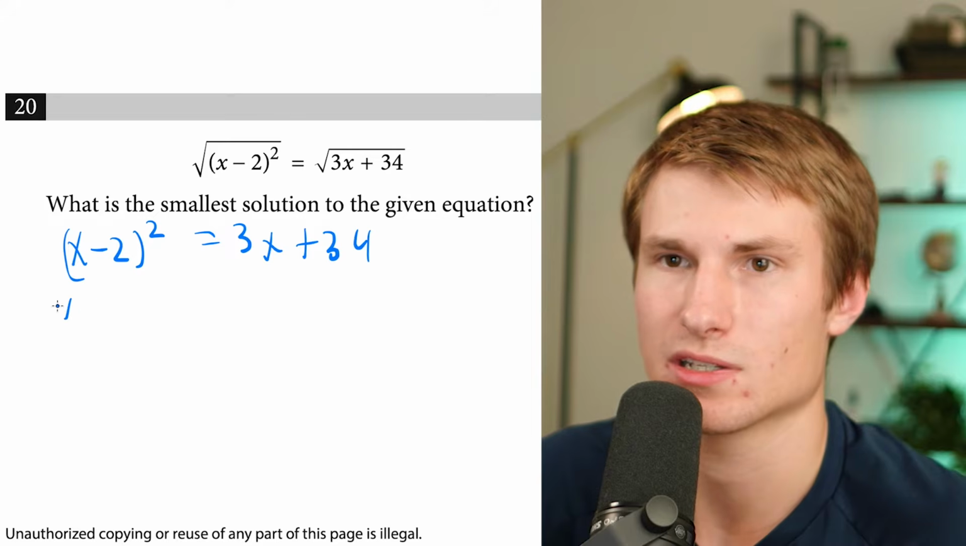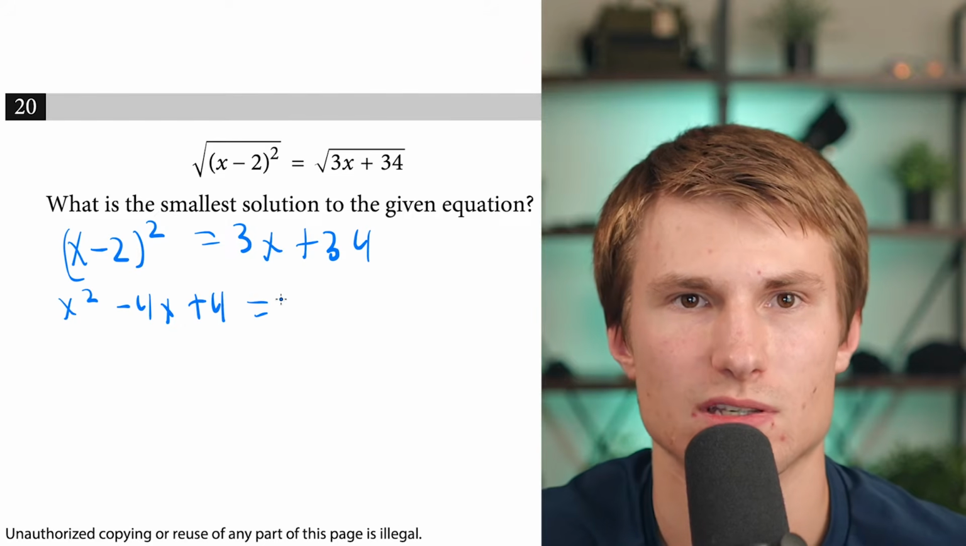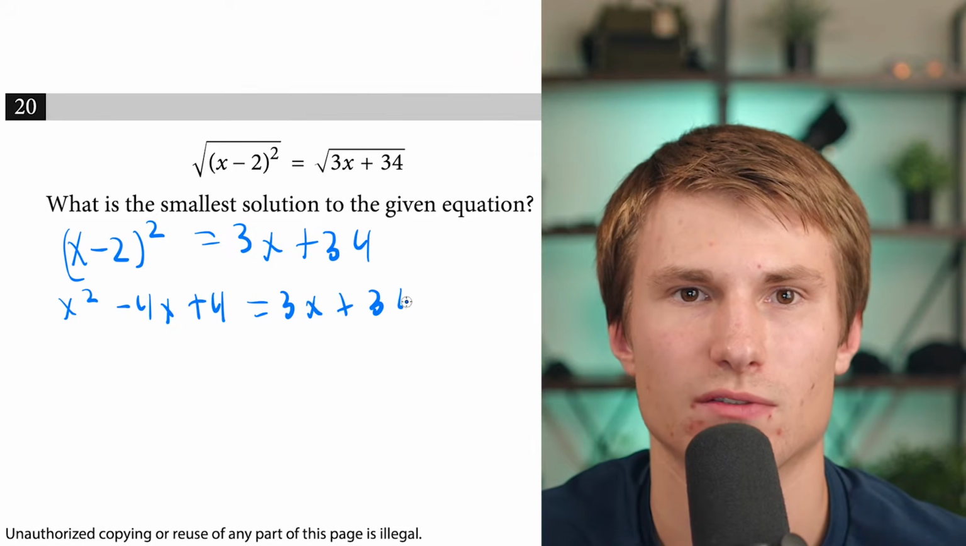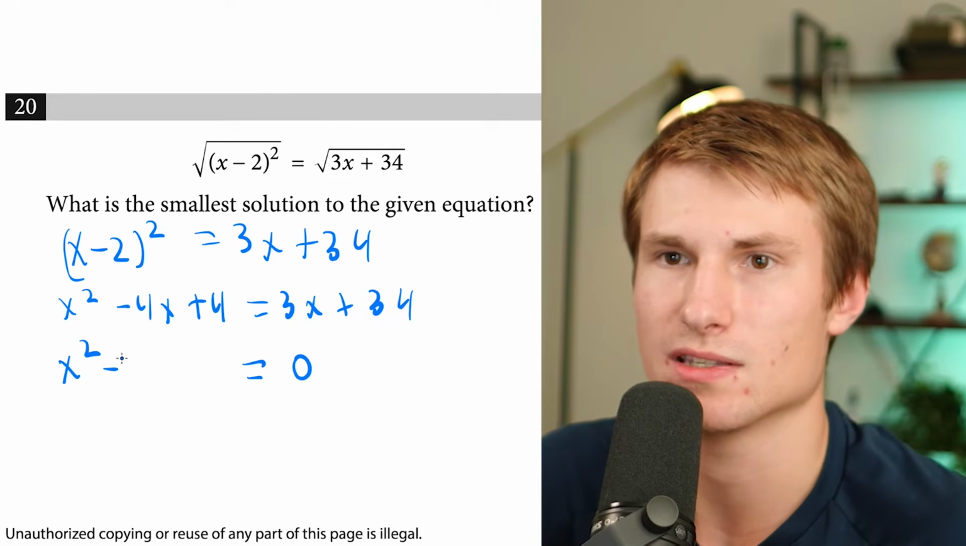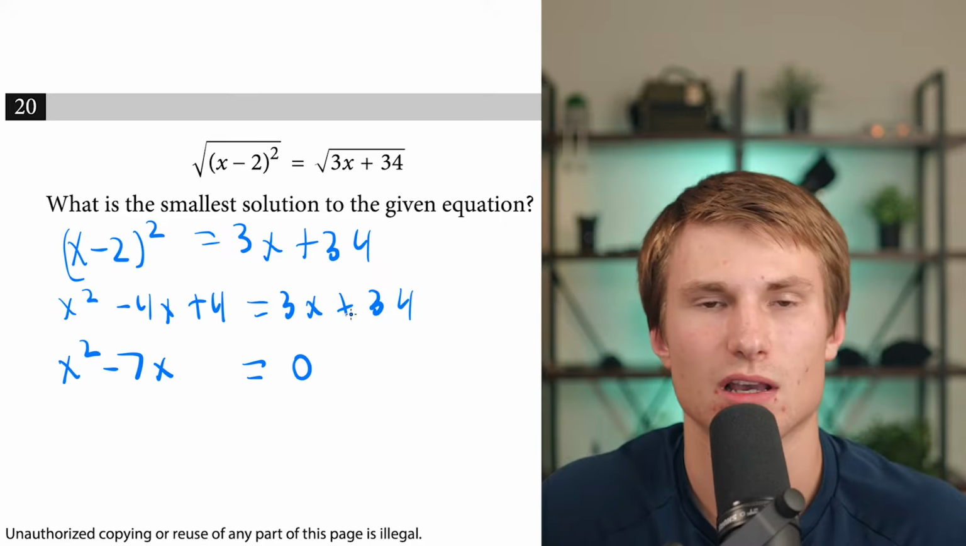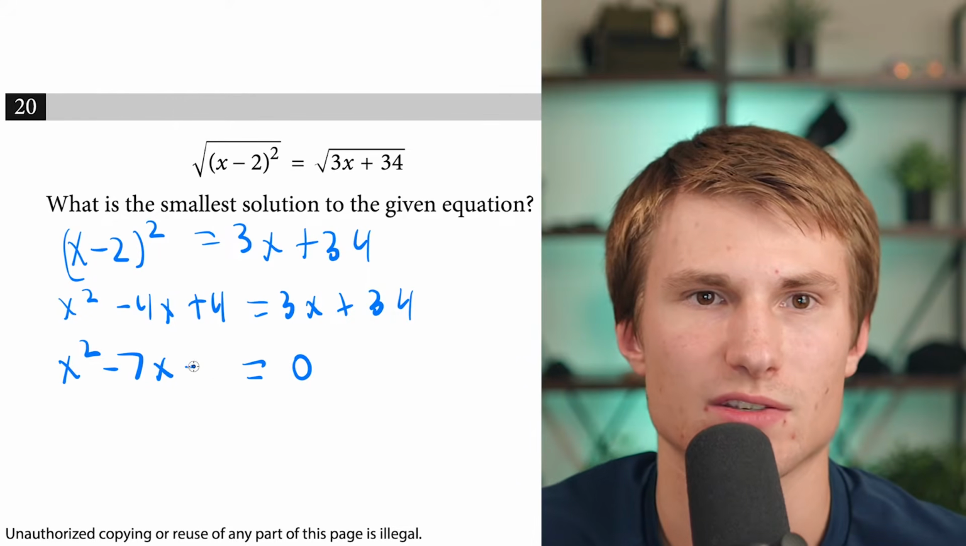Okay, from here, let's go ahead and expand this out, and then we'll try to set it equal to 0. X squared minus 4x plus 4 is equal to 3x plus 34. From here, we're going to set this all equal to 0. So we're going to subtract 3x from both sides. That'll get us x squared minus 7x. And then we have to subtract 34 from both sides. That'll give us a minus 30 over here.